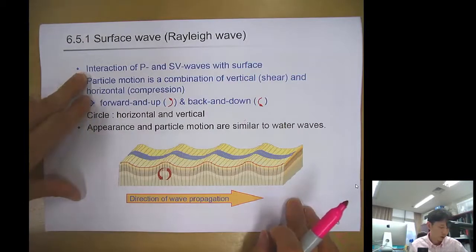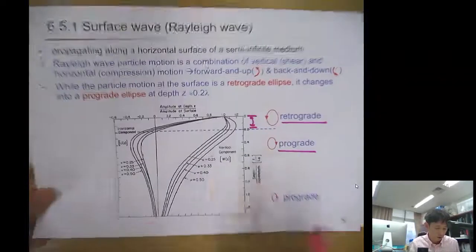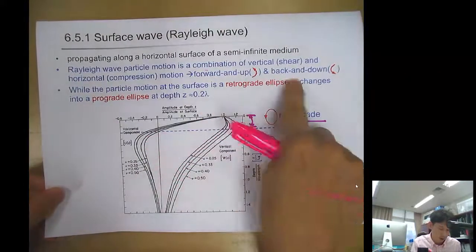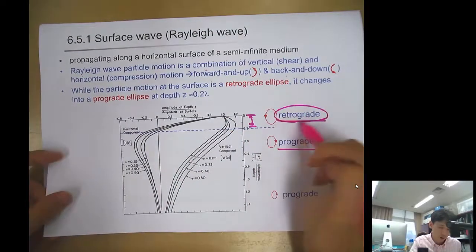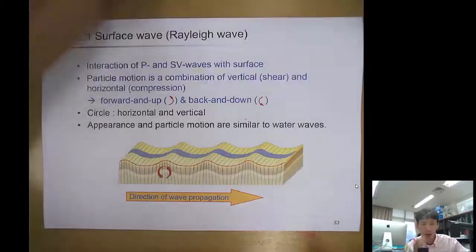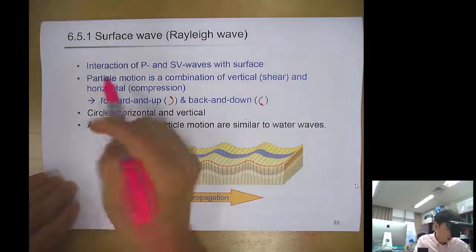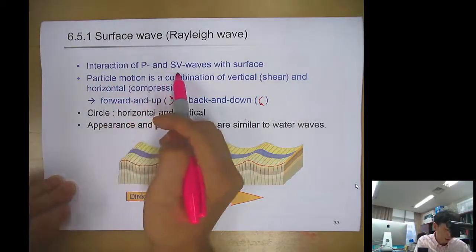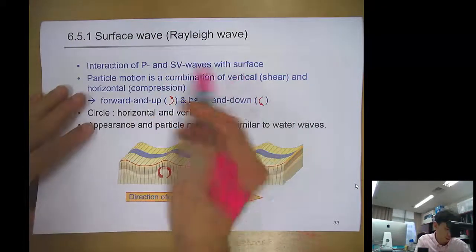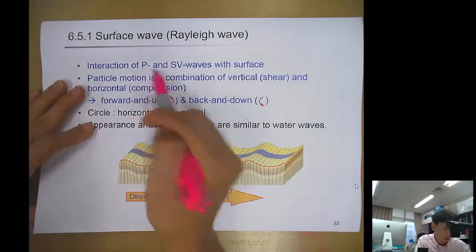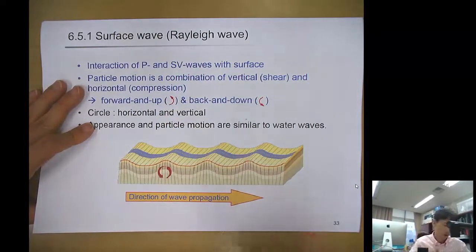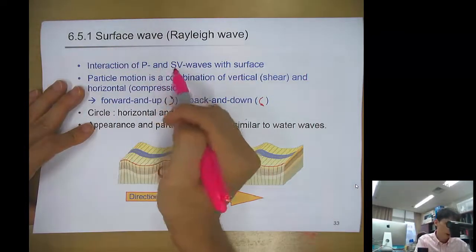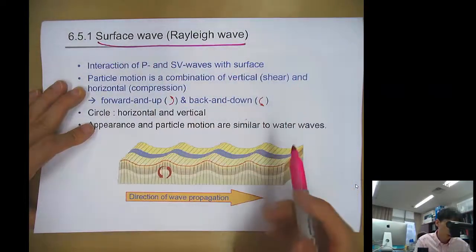So the interaction of, I think these two are indicating the retrograde mode together at very shallow surface. Interaction of the P and SV waves with the surface. So you have a compression wave and a shear wave, but the particle moves vertically in this case. So they are combined at the surface in Rayleigh wave mode.